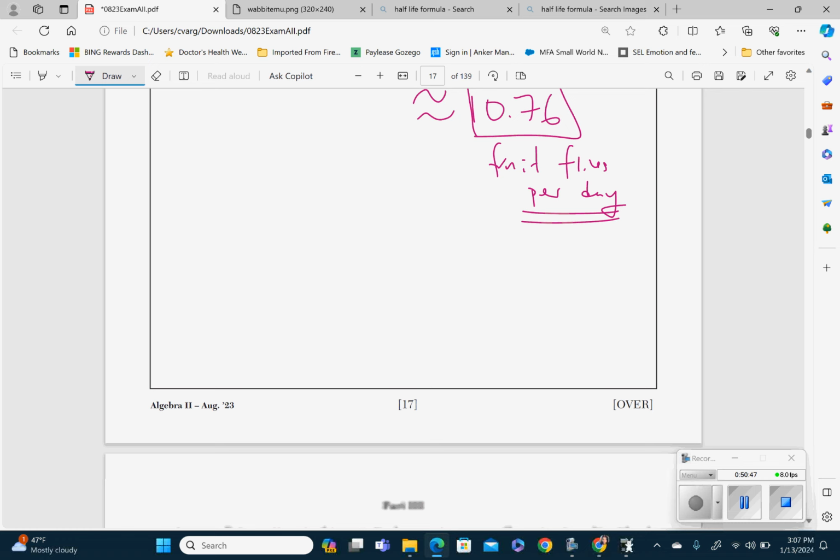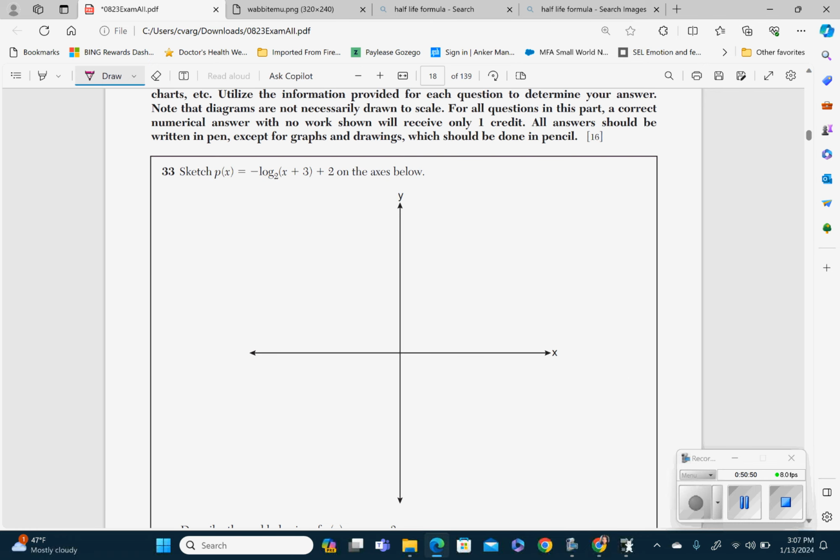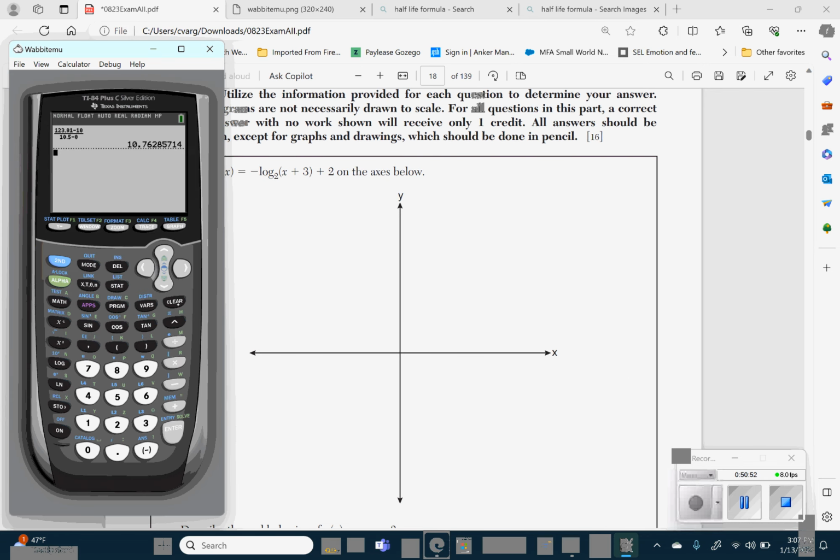All right. Whoo! This is sketch. Beautiful. I like sketching. I don't need to be exact. So I'm going to go to my calculator. Let's clear what's there. I have a negative sign, log with a base. So hit math, go down to log base, option number, right? Plug in the 2, parentheses, x plus 3, and this is plus 2. And then all I have to do is hit graph. So I want to sketch it. Okay. So here is what's happening.